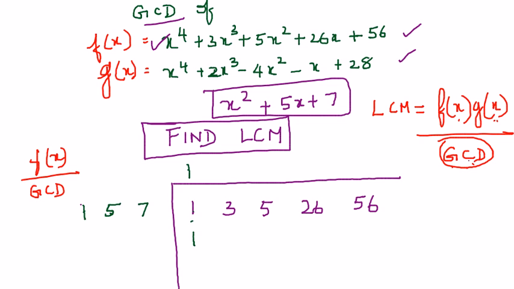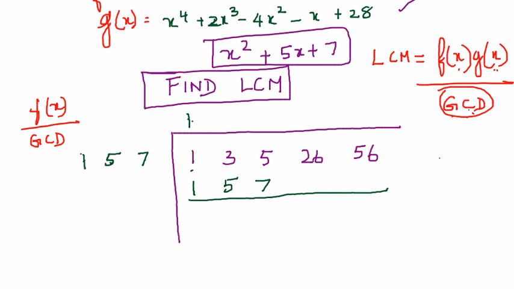Multiply the other terms also. 5 into 1 is 5. 7 into 1 is 7. Now, shall we subtract it? 3 minus 5 is minus 2. 5 minus 7 is minus 2. Now, bring down the other term. It is 26. Now, if I multiply it with 1, I must get minus 2. So obviously the answer is minus 2. 1 into minus 2 will give me minus 2 here. Good. Likewise, multiply with 5 and 7.